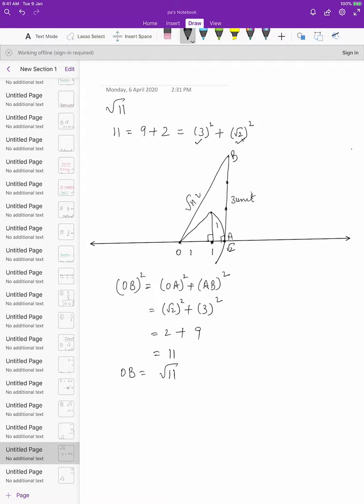If OB is root 11 units, again what I can do is, taking O as the center and OB as the radius, draw an arc which intersects the number line at a point, say C. OB and OC being the radii of the same arc or the same circle, they will be equal. So OB is root 11, that means OC is also equal to root 11. Hence point C represents root 11 on the number line.